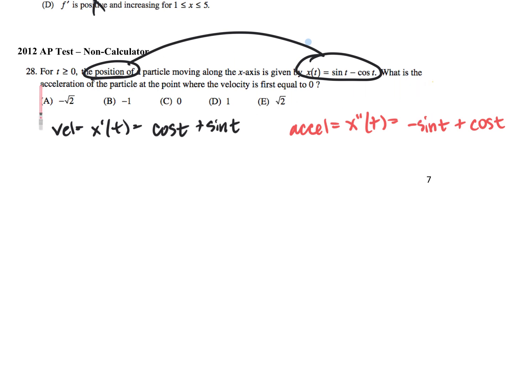Okay, it says what is the acceleration at the t value when the velocity is first equal to 0? So you're like, all right, here's my velocity. When is this equal to 0? When is the cosine plus sine equal to 0? Another way to think about that is when is the sine equal to negative cosine? Could I just move this cosine over there? Or when does sine plus cosine equal 0? It's the same difference. When is the y-coordinate equal to the opposite of the cosine, the x-coordinate?